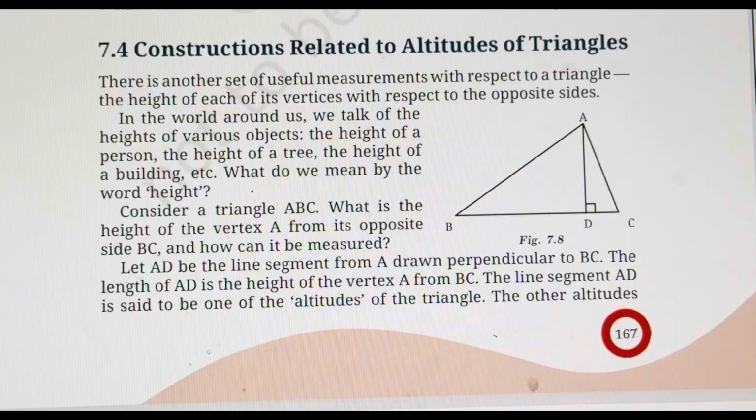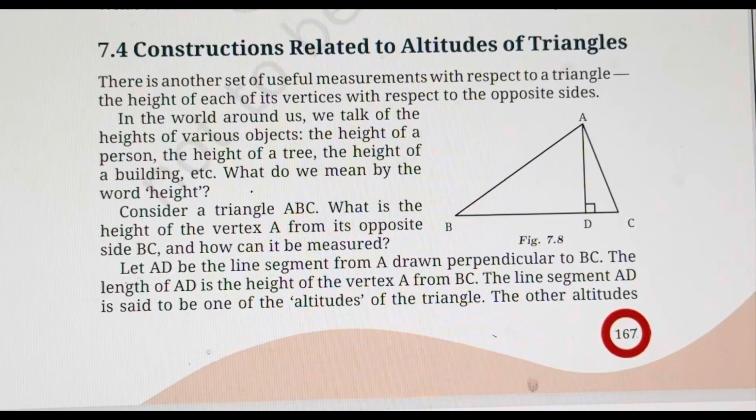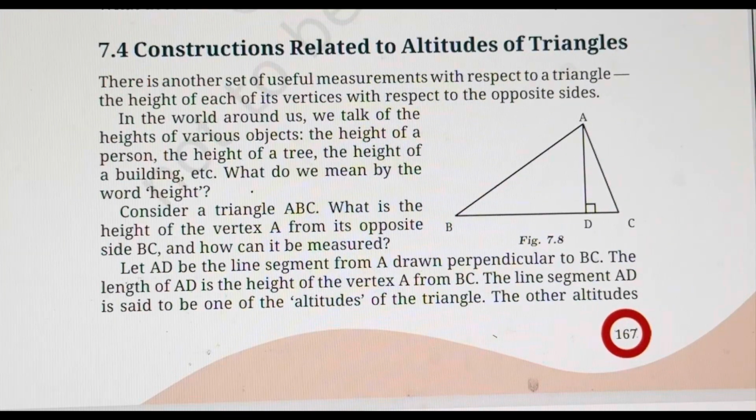In this video, we are going to continue with chapter number 7, A Tale of Three Intersecting Lines of Grade 7 Mathematics of the new NCERT textbook Ganitha Prakash. And we are going to learn construction related to altitudes of a triangle. You'll understand here what the meaning of the altitude of a triangle is.